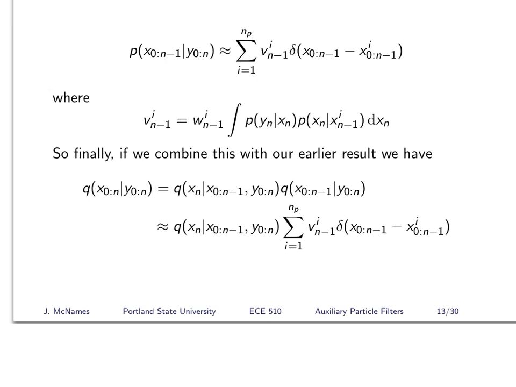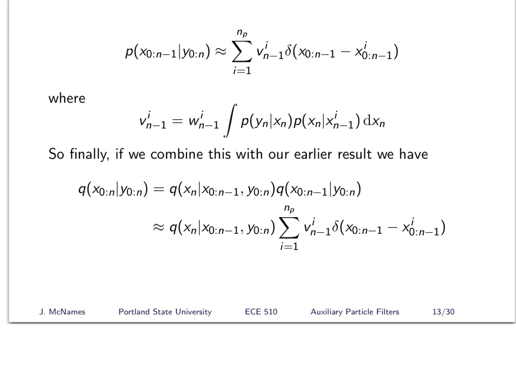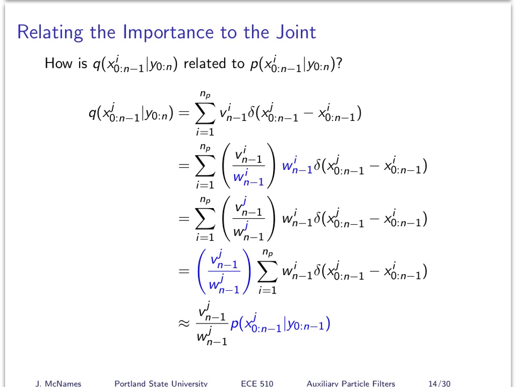So if we combine that with our earlier result, then our importance density for the entire trajectory is equal to the product of this term that we had before times that same sum of impulses. But now these weights really represent how probable that trajectory is, taking into account the measurement at time n, even though it's the past trajectory. So it's different than what we've been doing.